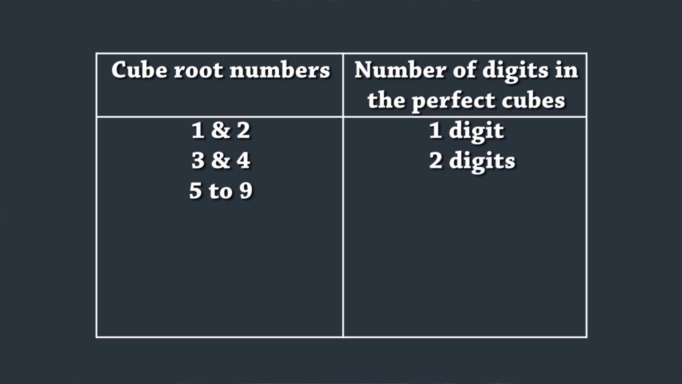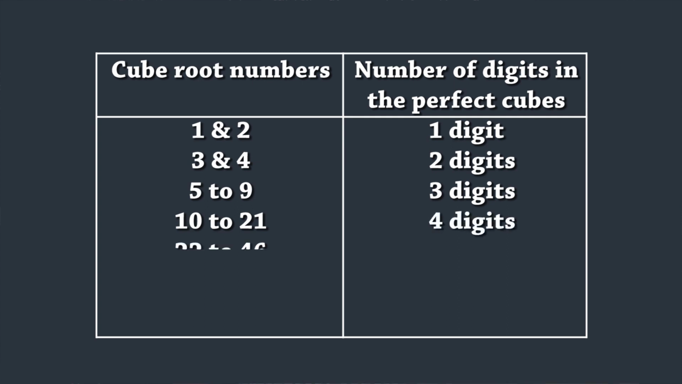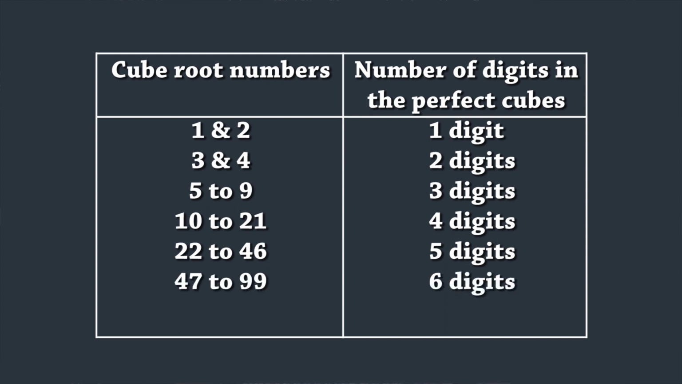5 to 9 contain 3 digits. 10 to 21 contain 4 digits. 22 to 46 contain 5 digits. 47 to 99 contain 6 digits, and 100 up to 215 contain 7 digits.